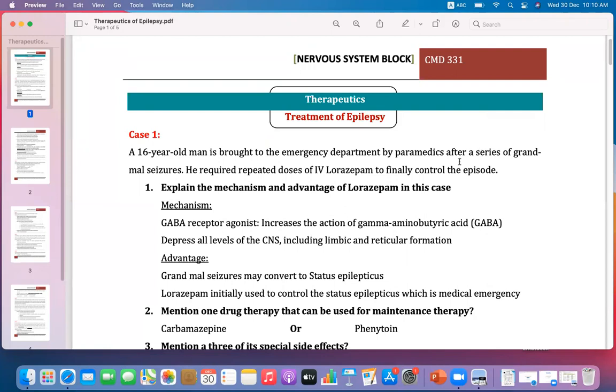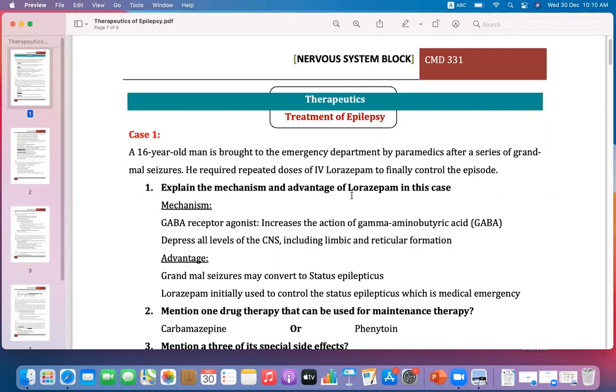So a series of grand mal seizures means maybe within some time period there are many attacks, more than one attack, and if these attacks are not controlled within a time, it may lead to status epilepticus, and status epilepticus is a medical emergency. The question is, explain the mechanism and advantage of lorazepam in this case.